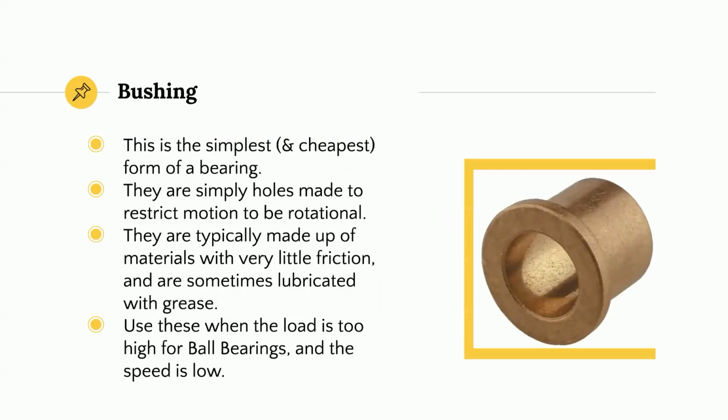What is a bushing? This is the simplest and cheapest form of a bearing. They are simply holes made to restrict motion to be rotational. They are typically made up of materials with very little friction and are sometimes lubricated with grease. So we might use plastic or certain metals with low friction, and rarely in FRC, but more so in the professional world, you might use grease to lubricate these. These are really good when the load is too high for ball bearings and the speed is relatively low, so you don't have to have absolutely zero friction.